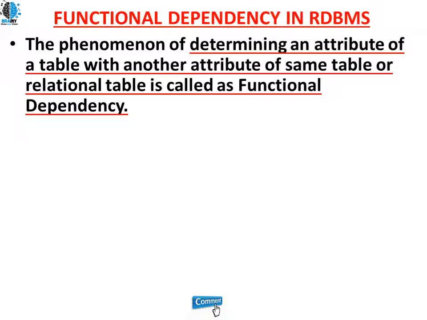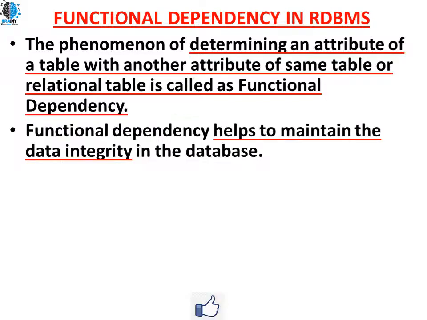So let's see the functional dependency. What is functional dependency? The phenomenon of determining an attribute of a table with another attribute of the same or relational table is called functional dependency. So let's see this in more detail. Functional dependency helps to maintain data integrity in the database. Yes, as we have seen in the previous slide, customer ID was determining three attributes.